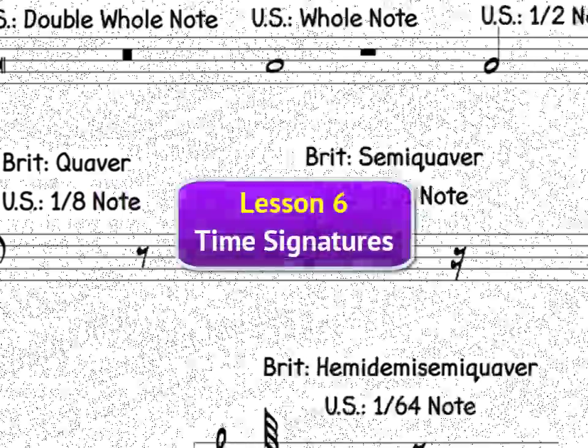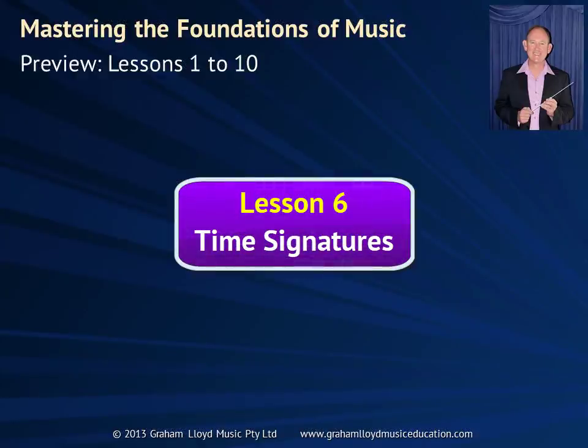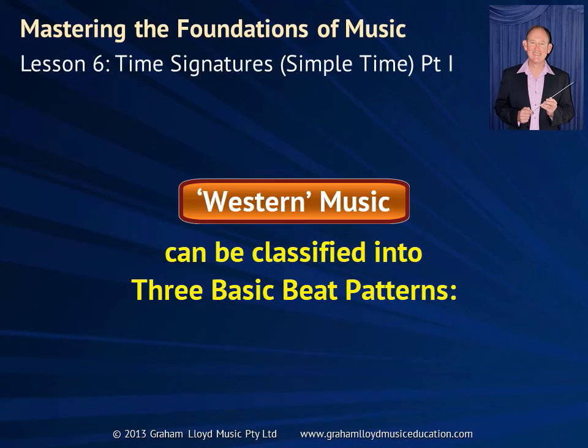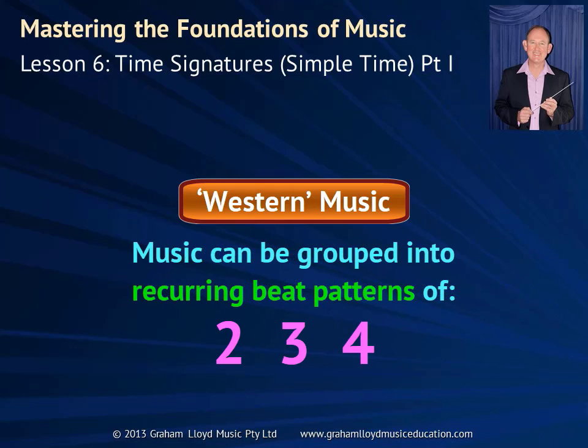Beat or rhythm can be discerned. Whether you are musically trained or not, nearly all of us can naturally pick up on a regular or repeated rhythm pattern in music. Divided into 3 basic beat patterns, namely 2, 3, or 4. In other words, music can be grouped into recurring beat patterns of 2, 3, or 4 beats.